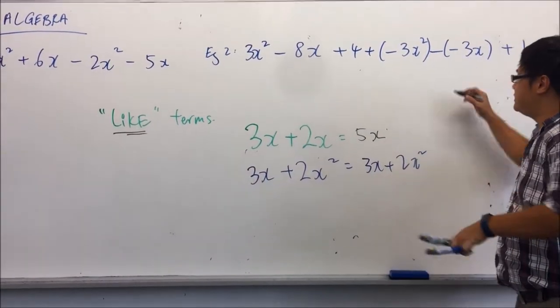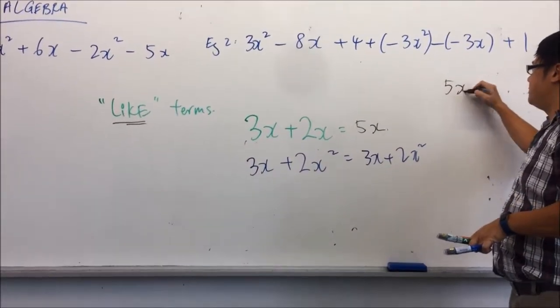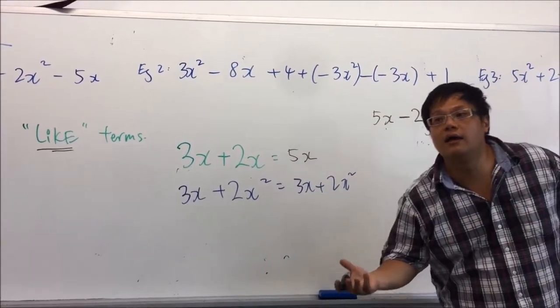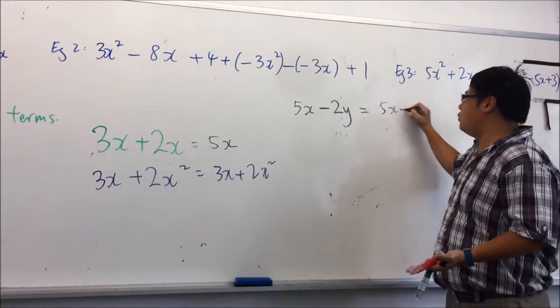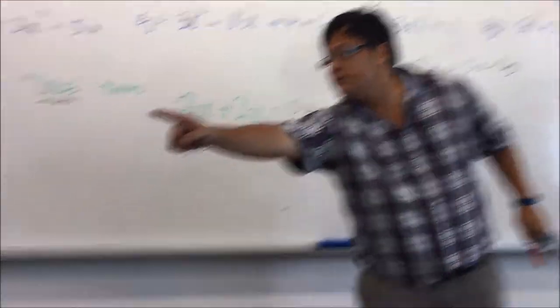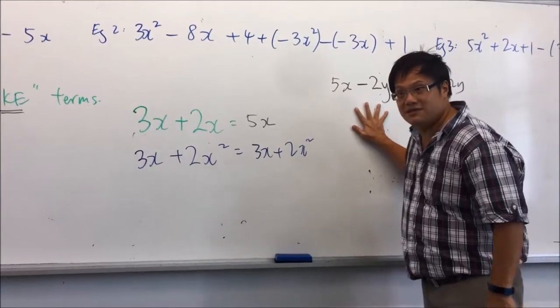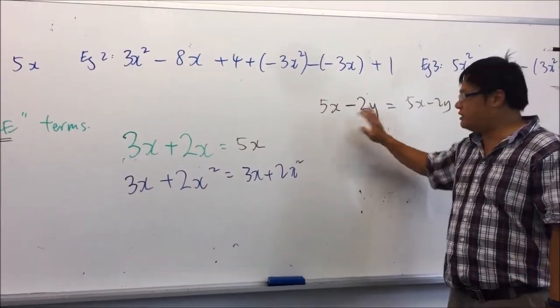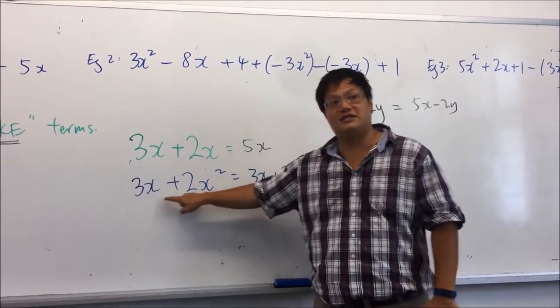What if I ask you, what is 5x minus 2y? Nilu, why is it still 5x minus 2y? Because they're not like terms. One is an x family, one is a y family. So this one is very obvious, but the next one will trick some of you.